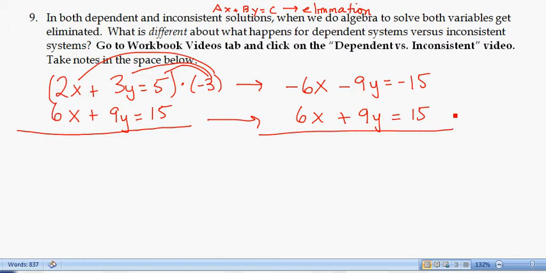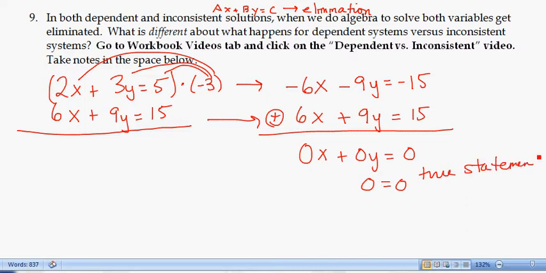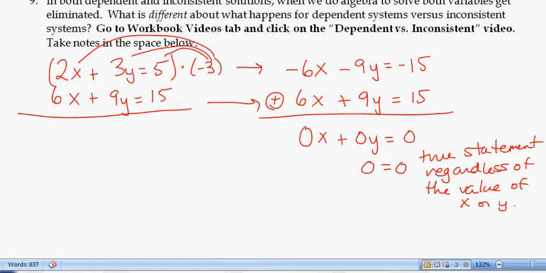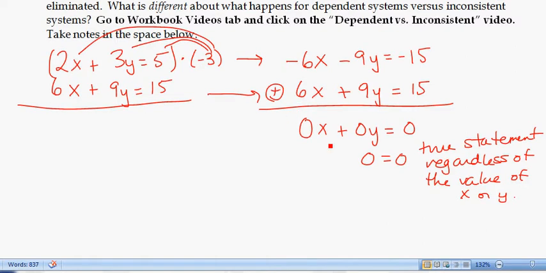And what I see here is, now when I go to eliminate, I'm going to add both these equations together, I get 0x plus 0y equals 0. In other words, 0 equals 0. This is a true statement. And of course, it's true regardless of the value of x or y, right? 0 is always 0. You can't possibly come up with something that would make 0 not equal to 0, right? It's always going to be true. So this is a dependent system.